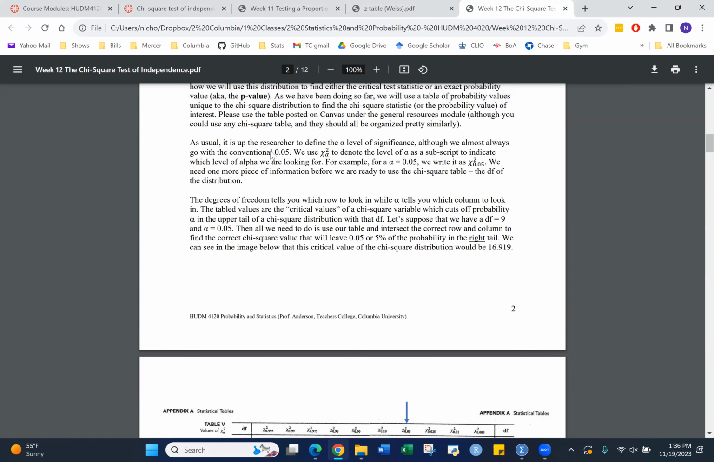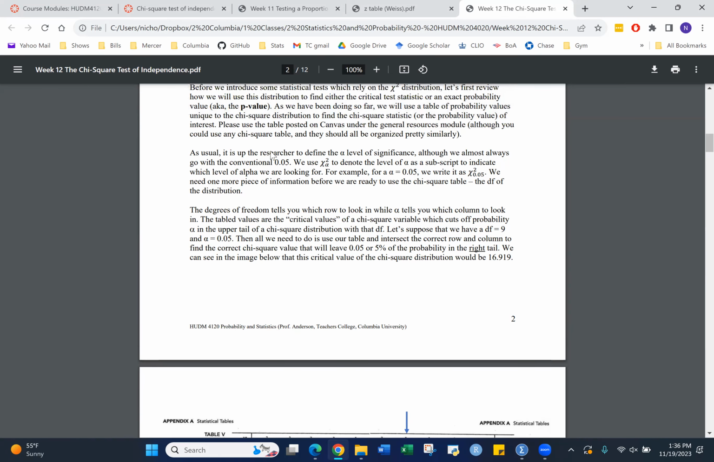So our test and observed statistics follow chi-square distributions. And so we can denote, when we're talking about the critical statistic, we always have to go to the alpha level of significance. Remember, 0.05 is the conventional alpha that we use. And so we can write it, the chi-square statistic with alpha of 0.05. That's how we can write it.